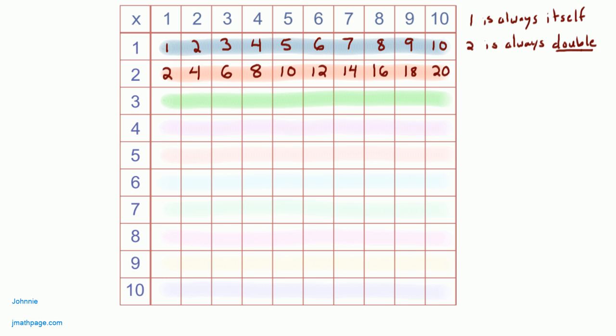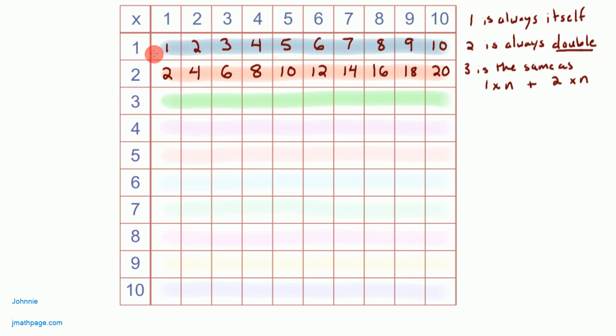3 is the same as 1 times the number plus 2 times the number. What does that mean? Well, let's look it over here.